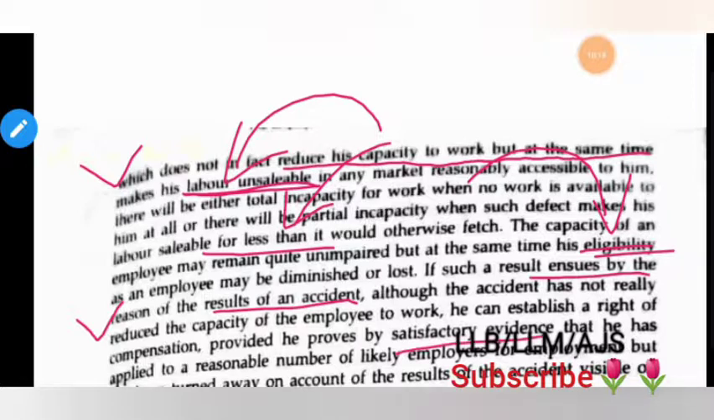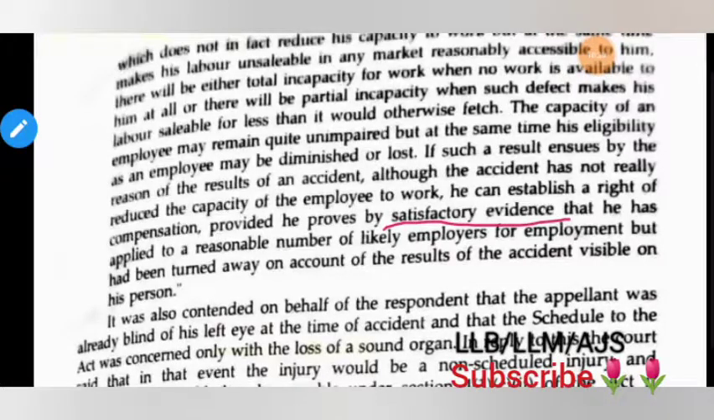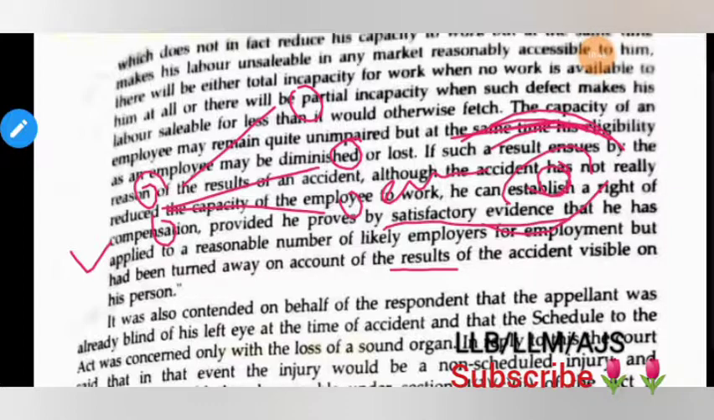satisfactory evidence that he has applied to a reasonable number of likely employers for employment. What evidence is necessary for this purpose? Satisfactory evidence that the person has applied to a reasonable number of likely employers for work, but had been turned away on account of the result of the accident visible on his person, as his eye has been destroyed, or some other kind of physical deformity has resulted in unemployment. It means the employers are not willing to take him.